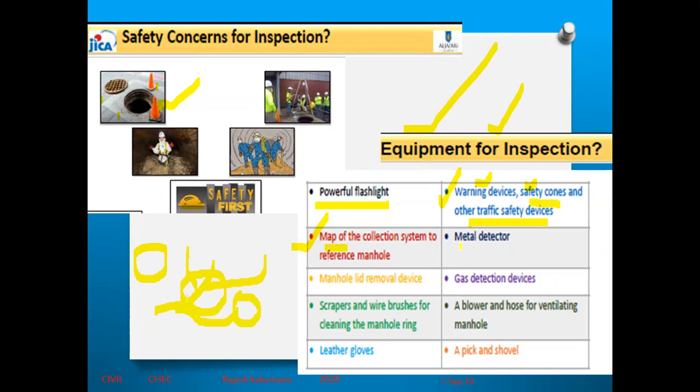Next, metal detectors. The next equipment is metal detector. You have to check whether any metal particles, any metal materials are found in the sewage wastewater. Thereby, you can detect it and you can separate it.